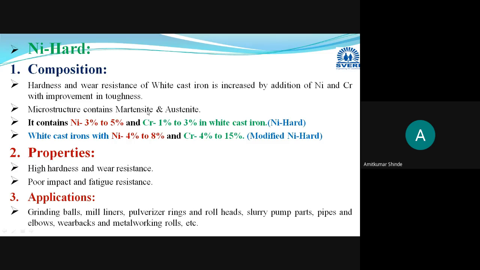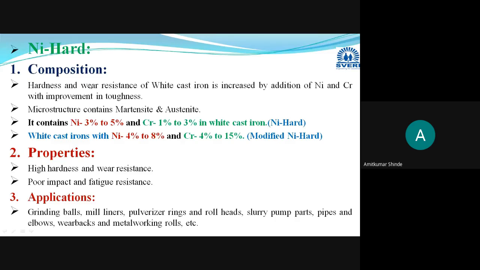This part I have given you for information purposes. Sometimes they may ask microstructure-related questions in competitive examinations like GATE also. For nickel hard, it will contain martensite and austenite. The high hardness and high wear resistance are due to the presence of this martensite phase only. Due to this martensite phase only, it provides high hardness and wear resistance.